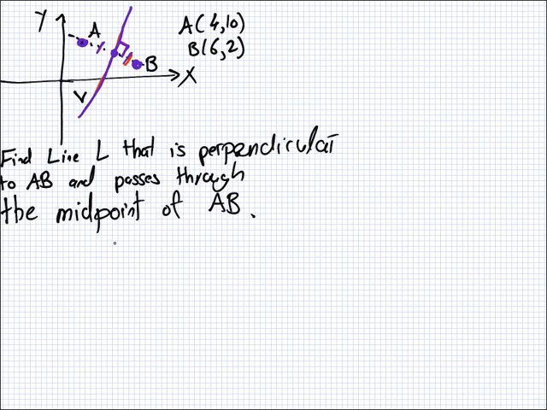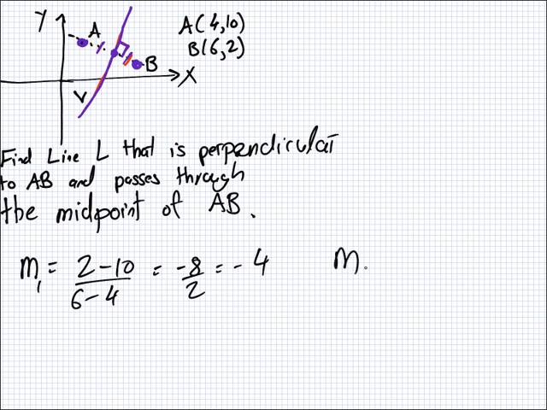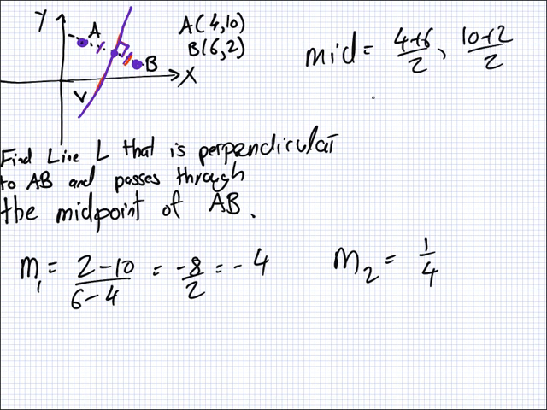What should I do first? I could get the slope first or the midpoint. I guess it doesn't matter. So let's get the slope. M equals 2 minus 10 over 6 minus 4, yeah? That's minus 8 over 2, which is minus 4. Which, of course, means the slope I want is a quarter. Also, I should get the midpoint now. That would be 4 plus 6 over 2 and 10 plus 2 over 2, which is 5, 6.